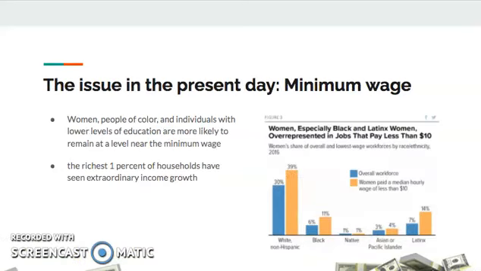The issue in the present day, minimum wage. Women, people of color, and individuals with lower level of education are more likely to remain at the level near the minimum wage for extended periods of time. Once finished with school, 50% of women and 60% of blacks spend at least half the first 10 years of their careers in jobs that are paid no more than $1.5 above the minimum wage.